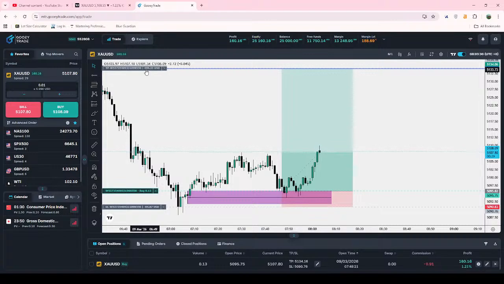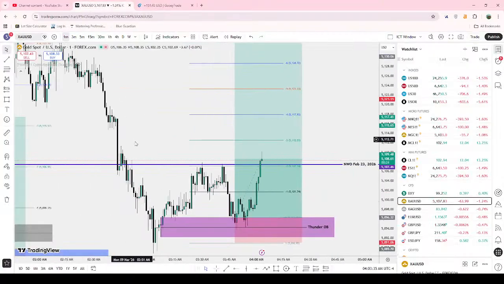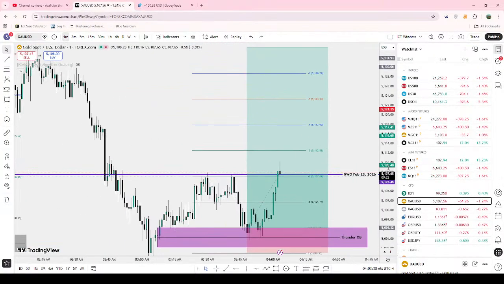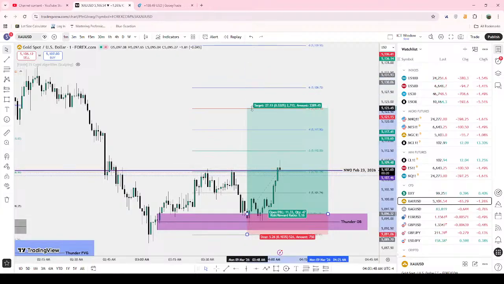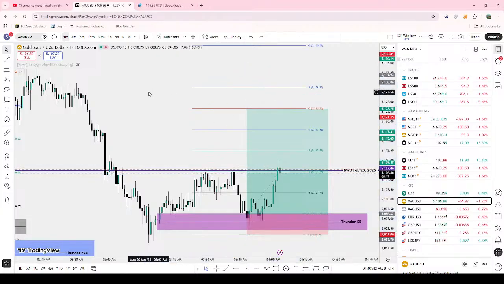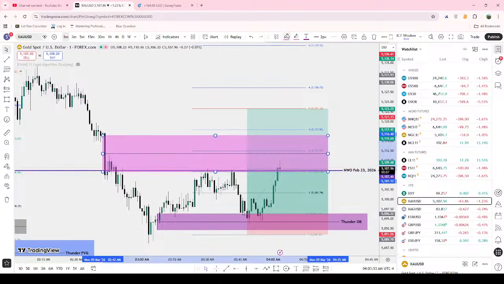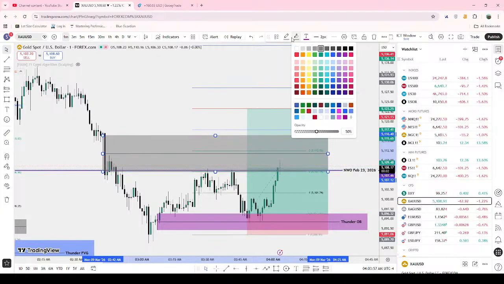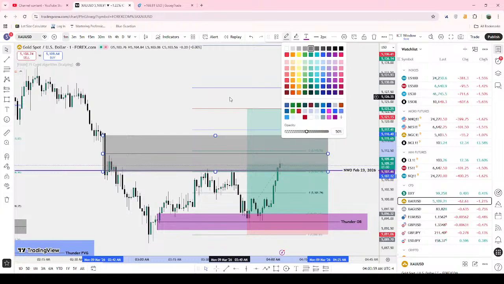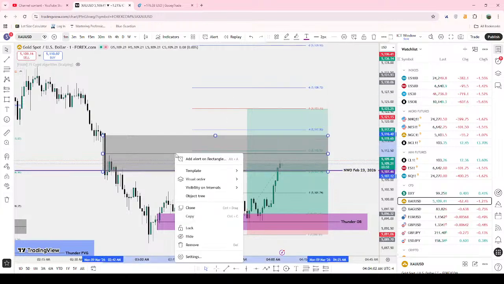This fair value gap could be a problem for us. Let me mark it out for you. Our profit target should be 1 is to 5. In general, that is how it goes. The 100 model is designed to give 1 is to 5 risk to reward ratio. Here it is, our resistive fair value gap. Let's send it to back.